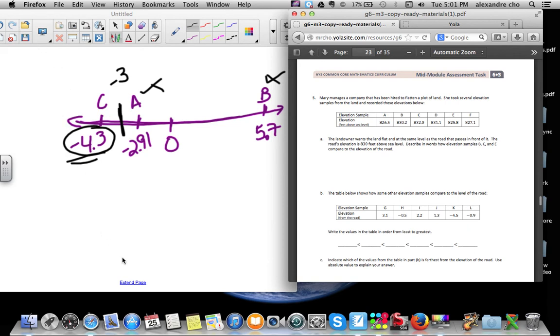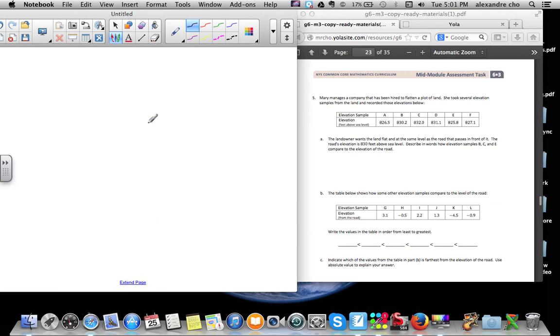And we have one more. Mary manages a company that has been hired to flatten a plot of land. She took several elevation samples from the land and recorded those elevations below. So these elevations, elevation obviously means up. So A, B, C, D, E, F, you can tell they are different elevations above sea level. So A is 126 and a half feet above sea level. The landowner wants the land flat at the same level as the road that passes in front of it. The road's elevation is 830 feet above sea level. Describe in words how elevation samples B, C, and E compare to the elevation of the road.